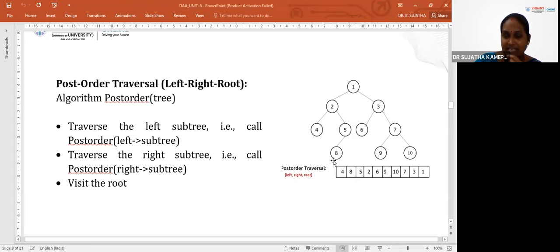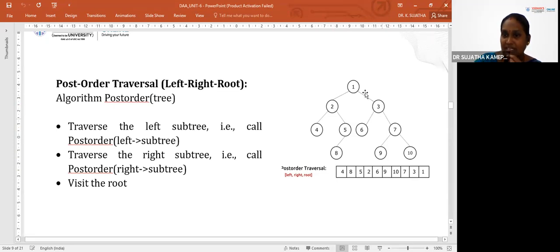So here you can see an example for post-order traversal. So here this is a binary tree. First, the left subtree is always visited. So that's why 4 is visited. And in this left, again the left is 8, so 8 is visited. Then the right is visited, that is 5. And then the parent is visited, that is 2.